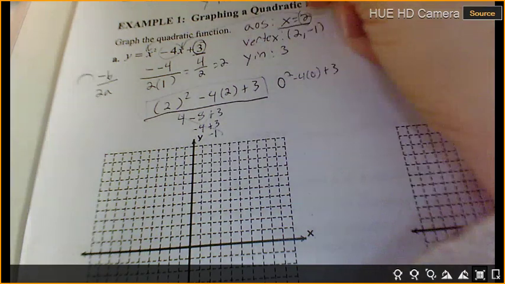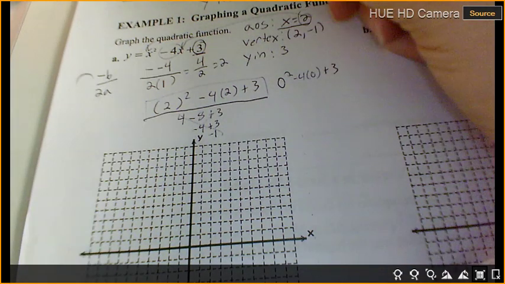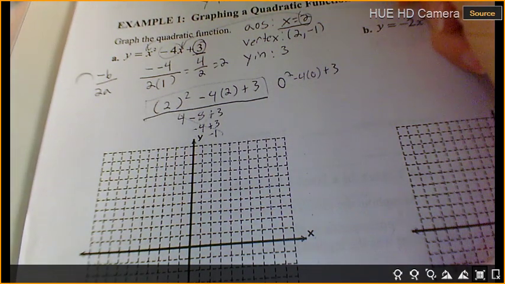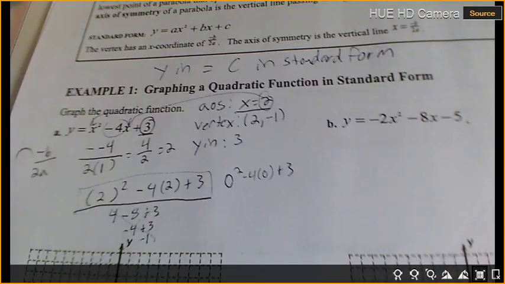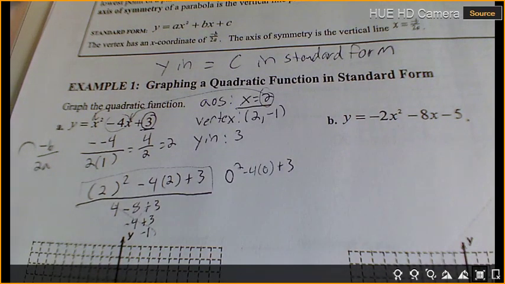The y-intercept equals c in standard form, so it's always going to be that number. Why did you say that? I wanted you to know why. I'm trying to prove it to you.